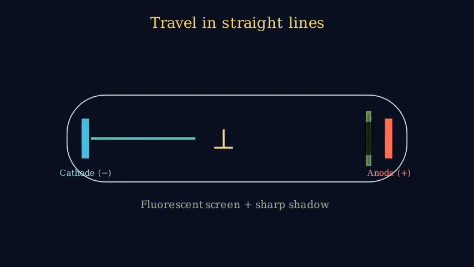If a solid object is placed in the path, a sharp shadow appears on the opposite fluorescent wall. Sharp shadows mean cathode rays travel in straight lines when no field is present. They also produce fluorescence where they strike the glass.